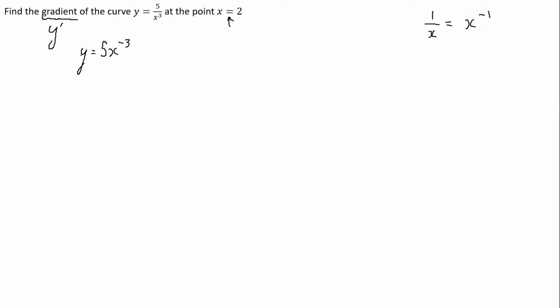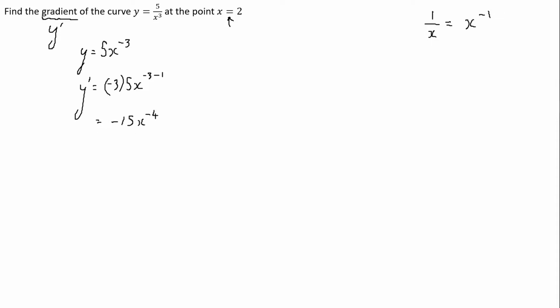So you have to use that whenever you're doing differentiation. Now you're using the differentiation rule, dragging this number to the front and reducing the power by 1. So that means y dash is going to be negative 3 times 5x to the power of negative 3 take away 1. So all I'm doing is telling you all the steps here so you can see them. So that's going to be negative 15x to the negative 4.